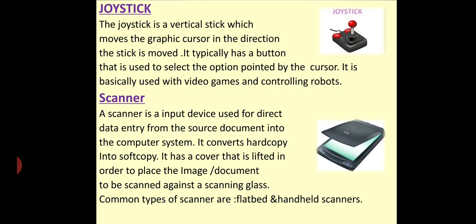Next input device is scanner. A scanner is an input device used for direct data entry from the source document into the computer system. It converts hard copy into soft copy. It has a cover that is lifted in order to place the document to be scanned against a scanning glass, as seen in the image. Common types of scanner are flatbed and handheld scanners.